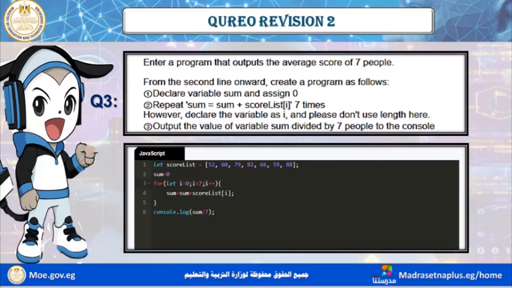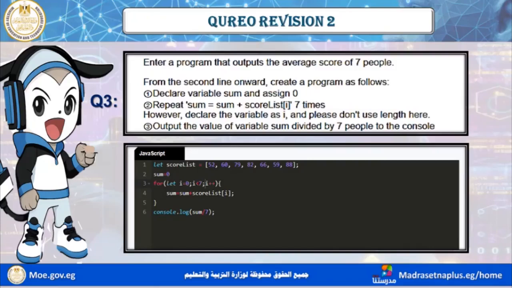Let score list equal, and give 7 numbers for 7 people, 7 scores for 7 people. And we have to declare the variable sum and assign 0 to it. We have to write let sum equal 0. For let I equal 0, I less than 7, because we will take the index from 0 to 6, as we said before. Then increment I by 1.